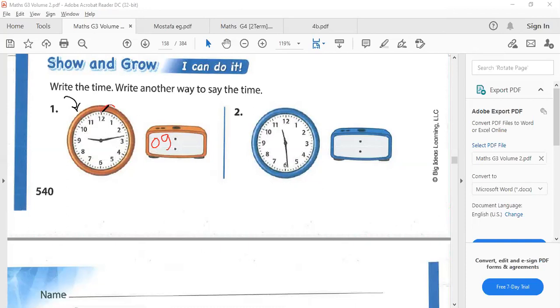Let me help you. We have 5 minutes between 12 and 1. This is 5 minutes. And we have 5 minutes more until we reach 2. After 2, we have how many minutes? 1, 2, 3. We have 3 minutes. After 10, it will be what? 13.